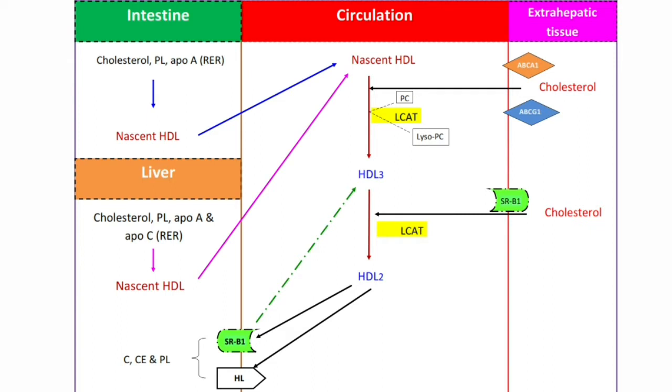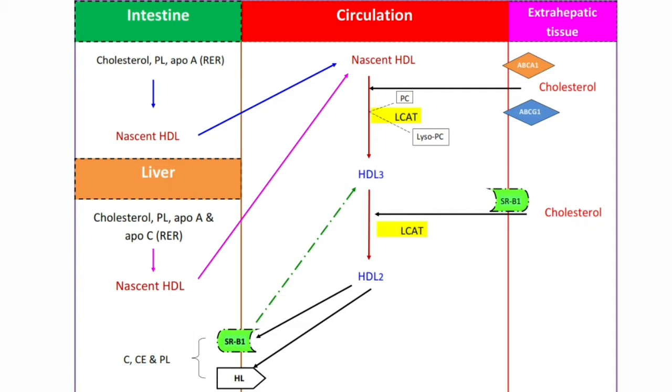Now, the nascent HDL, which is released into circulation by intestinal mucosal cells and liver cells, is modified by adding one more apoprotein, that is ApoE. This ApoE is synthesized in the liver, and it is added to the nascent HDL in the circulation.